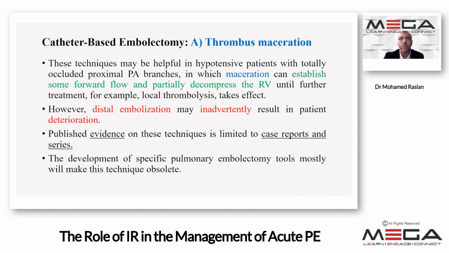These techniques may be helpful in hypotensive patients, this thrombus maceration, I mean, with totally occluded proximal PA branches, in which maceration can establish some forward flow and partially decompress the right ventricle until further treatment, for example, local thrombolysis, takes effect. However, distal embolization may inadvertently result in patient deterioration. Published evidence on these techniques is limited to case reports and series. The development of specific pulmonary embolectomy tools mostly will make these techniques obsolete, because you don't want to macerate the clots and just leave them to go distally and occlude more small and distal branches. You can just either infuse it or suck it with a larger catheter.